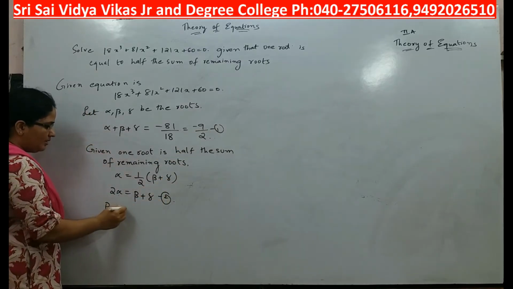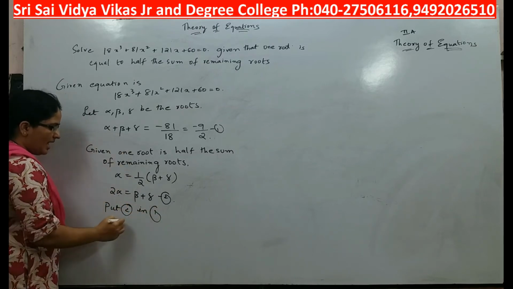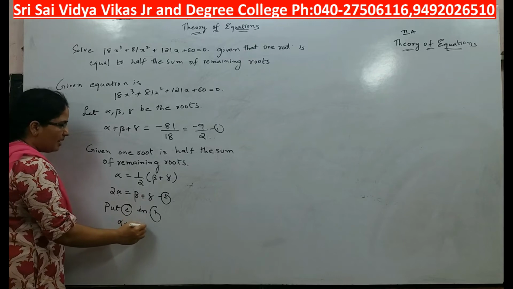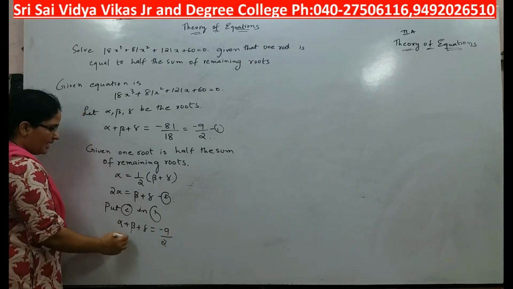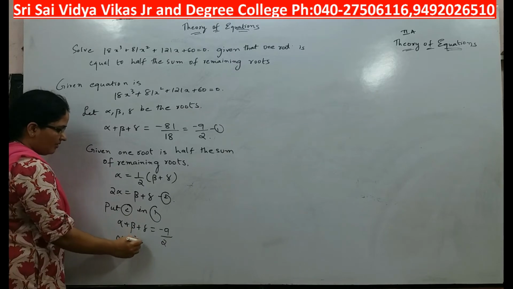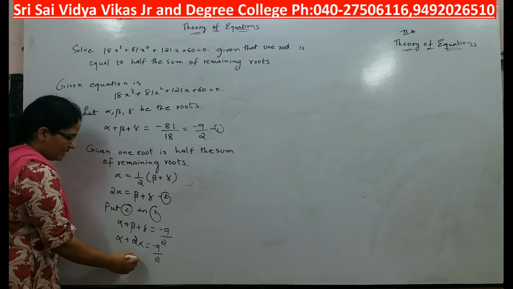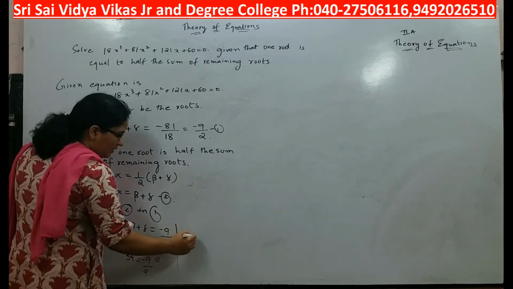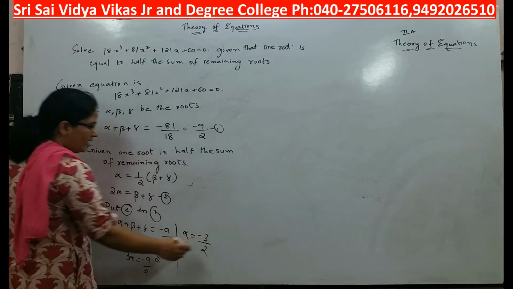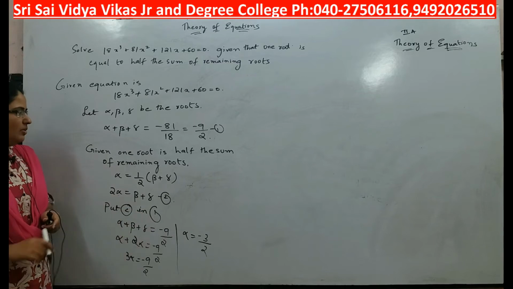Put 2 in 1, what do you get? Alpha plus beta plus gamma is equal to minus 9 by 2. Beta plus gamma I can take as 2 alpha, so 3 alpha is equal to minus 9 by 2. Alpha is equal to minus 3 by 2. So, you got a root, which is alpha, that is minus 3 by 2.